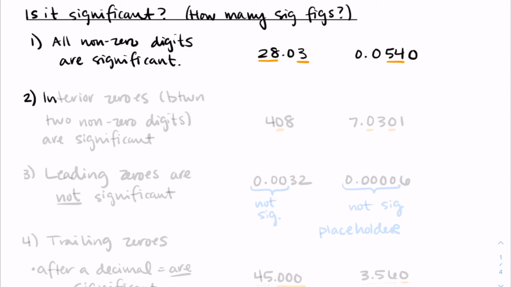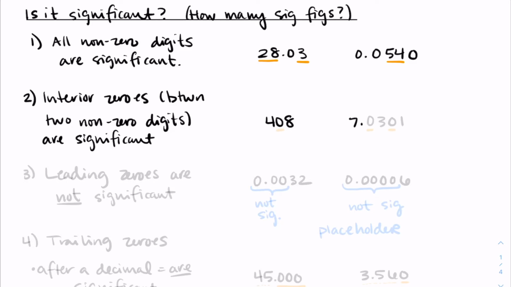The second thing to consider are zeros that are interior. So a 0 that falls between two non-zero digits. So 408. Based on the first rule, we know that 4 and 8 are definitely significant. And then the 0 is trapped in between them. That 0 is significant. And in the number 7.0301, we know 7, 3, and 1 are definitely significant. And then the two zeros in there, there's one trapped between the 7 and 3, and one trapped between the 0 and the 1. Those are definitely significant.